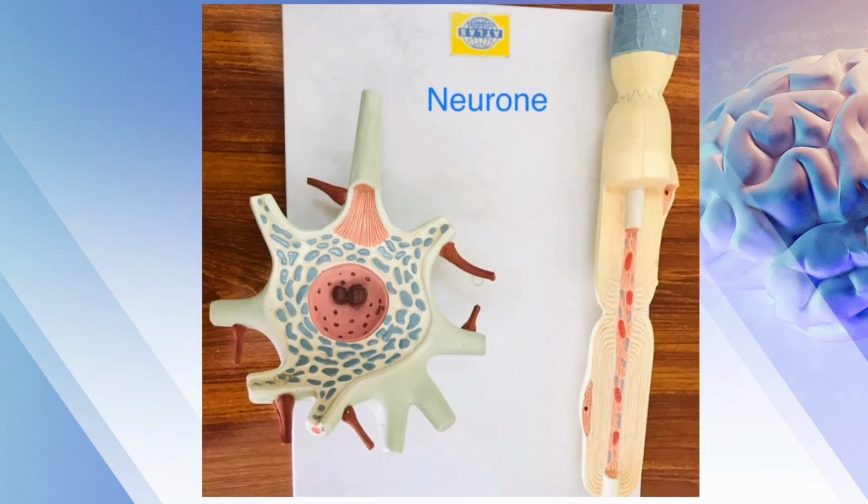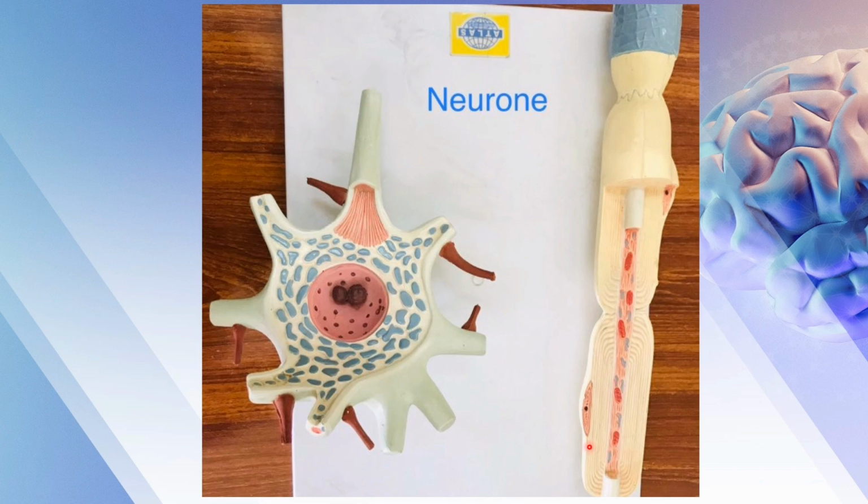This is another model which is present in your museum for the OSPE. This is the section of the neuron in which you can see this is the nucleus, and it contains the nuclear membrane, which contains many nuclear pores. Also the nucleoli are present. In the cytoplasm you can see a large number of Nissl granules. These are the dendrites, and this is the axon where you can see neurofilaments as well.